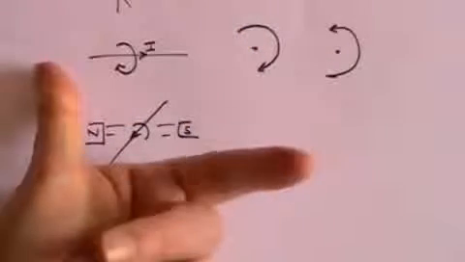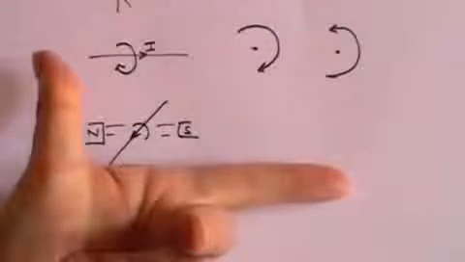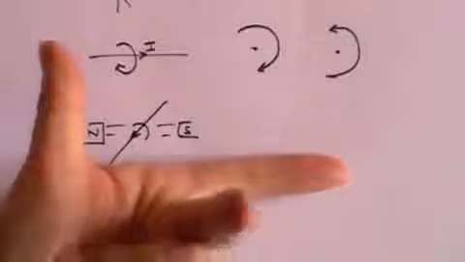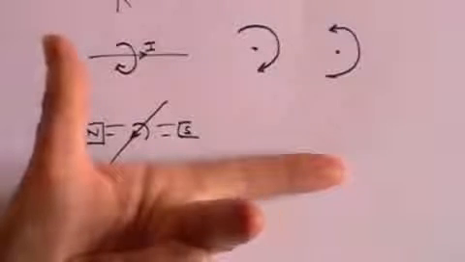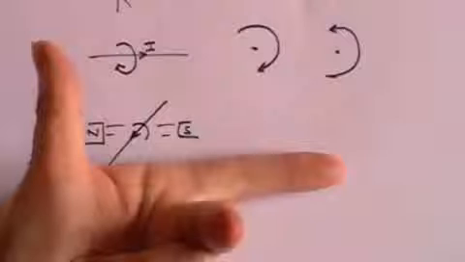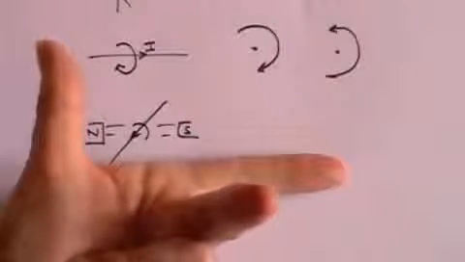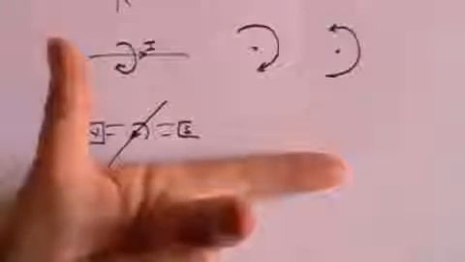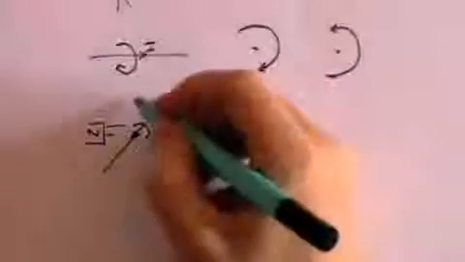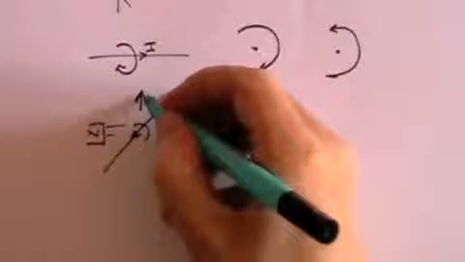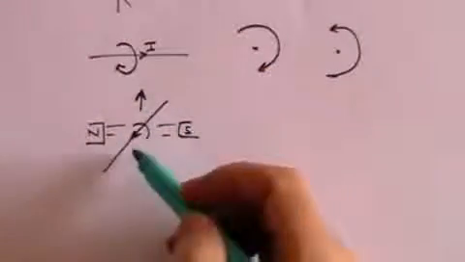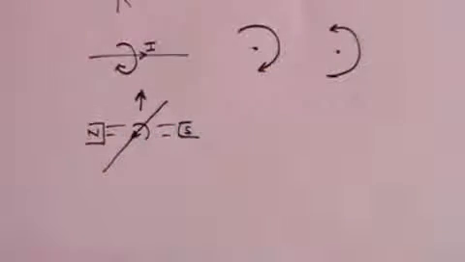So in this case the field is north to south, the current is coming out of the paper, and that means the motion, which is the thumb, is upwards. This tells us that the wire will be pushed up. The wire will be pushed in an upwards direction. In other words, there's a force acting on the wire.